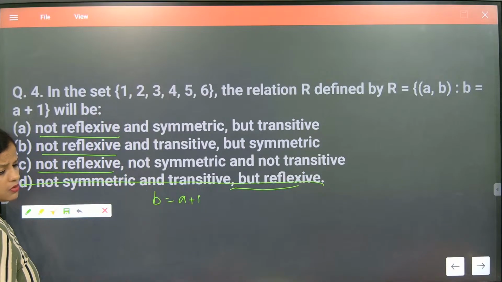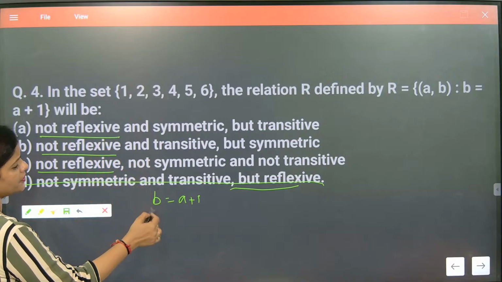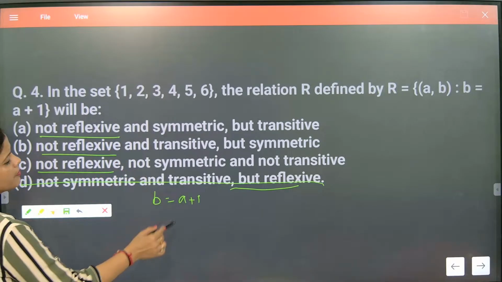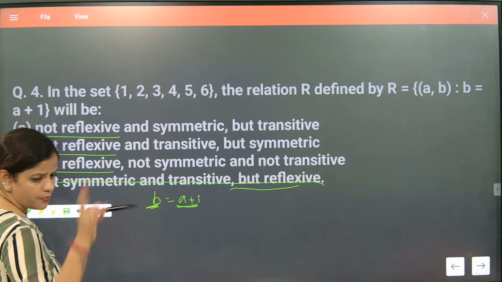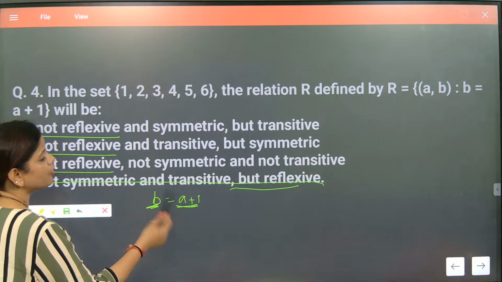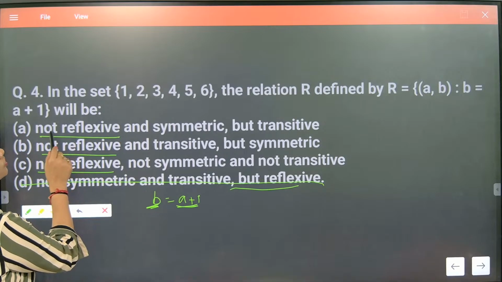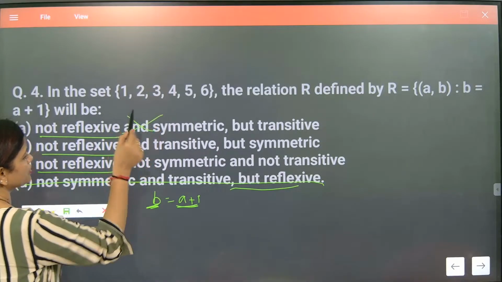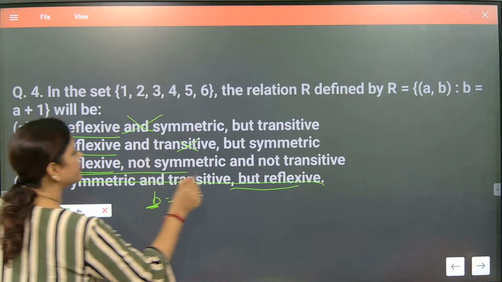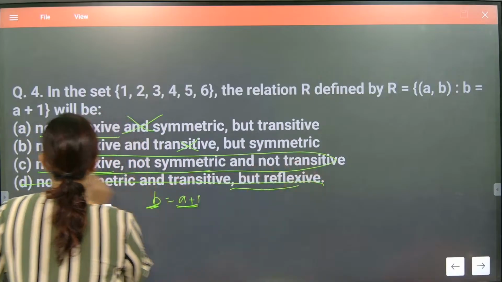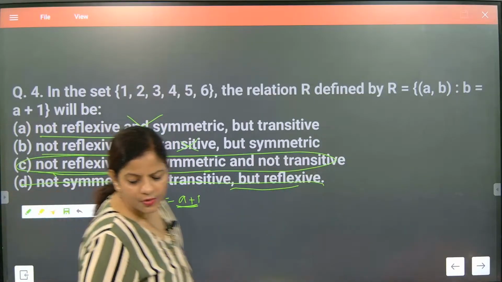Now, for any value of B, the reverse will never be possible, because A is always greater than B by 1. So its opposite is not possible, so it will not be symmetric either. Symmetric is not possible, so not symmetric, that's it. I hope you have understood this part.